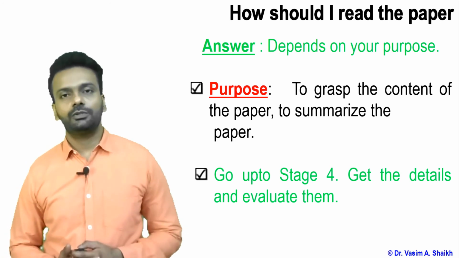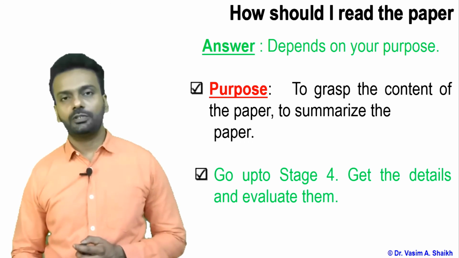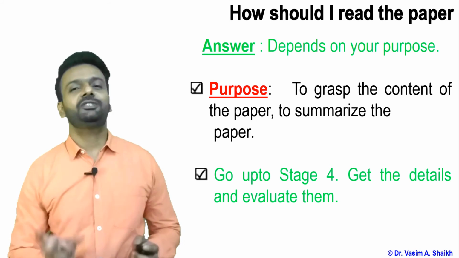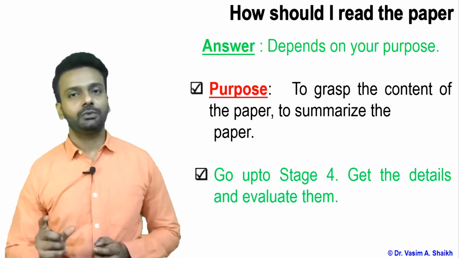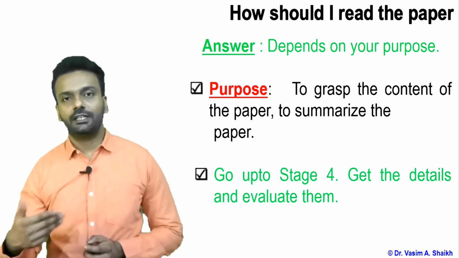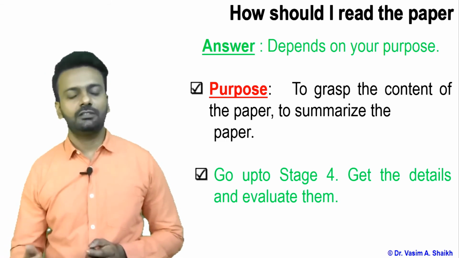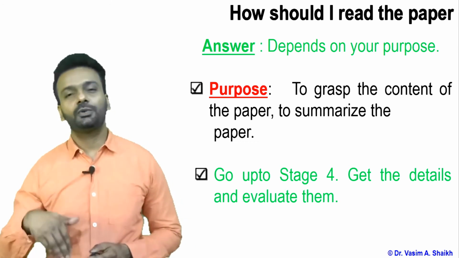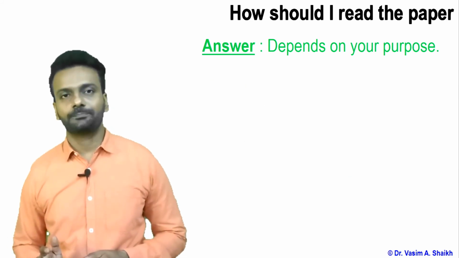There are a few points we can talk about regarding summarizing a paper. If you are using the paper for a literature review or writing a review paper, that 15-page paper you need to summarize in half a page. So you need to grasp the paper in such a way that you can summarize the entire paper in half a page, even less than half a page. Then you read the paper and you get it in such a way that you can easily summarize it. But to do that, you have to go to stage 4. That is the only thing.